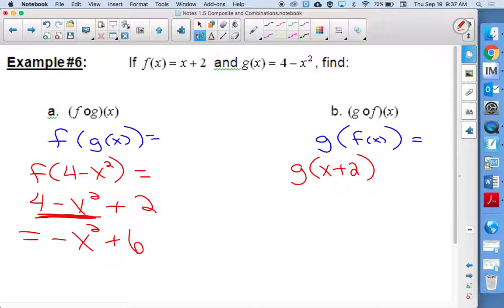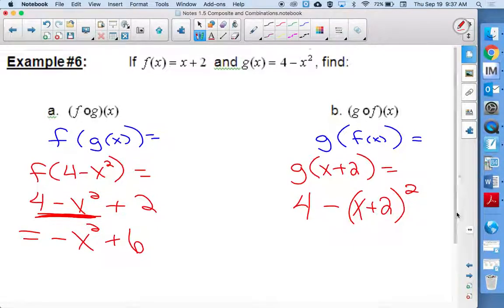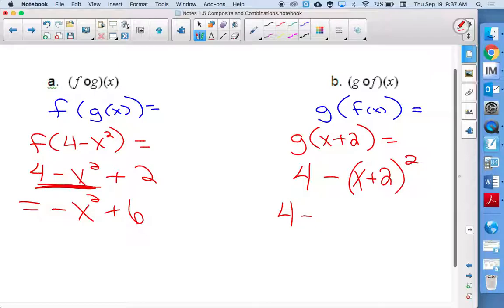So the second one, what do you have there, Hannah? I said 4 minus x plus 2 squared. And put in parentheses around that. What is x plus 2 squared when you FOIL that? X squared plus 4x plus 4. What's that negative sign applied to that was in front of the parentheses? Does it just stay with the x, or does it apply to everything that you just FOILed?